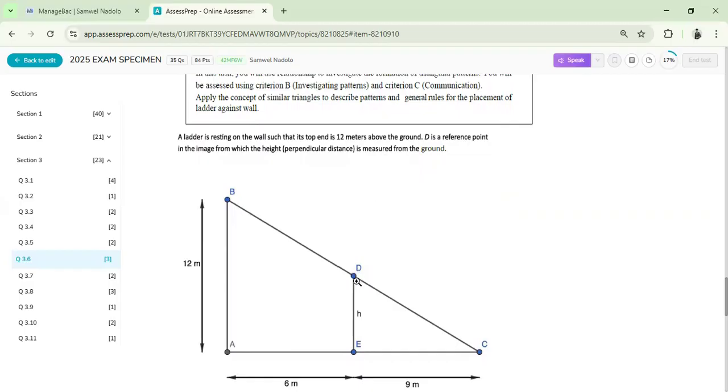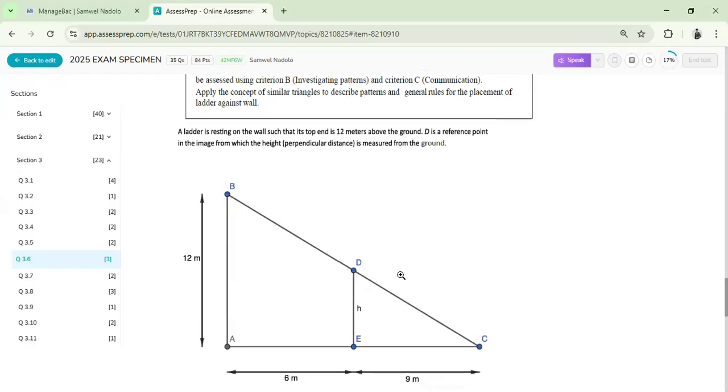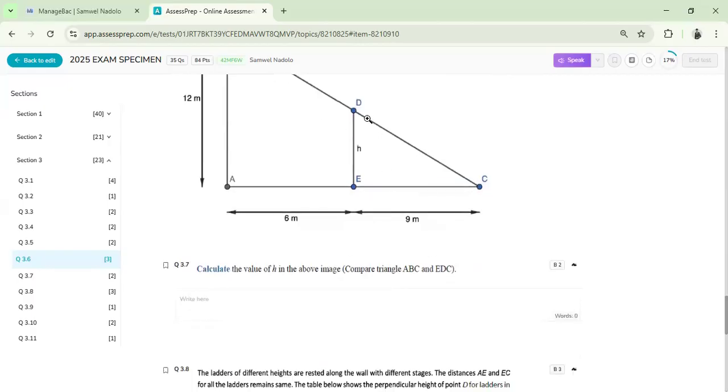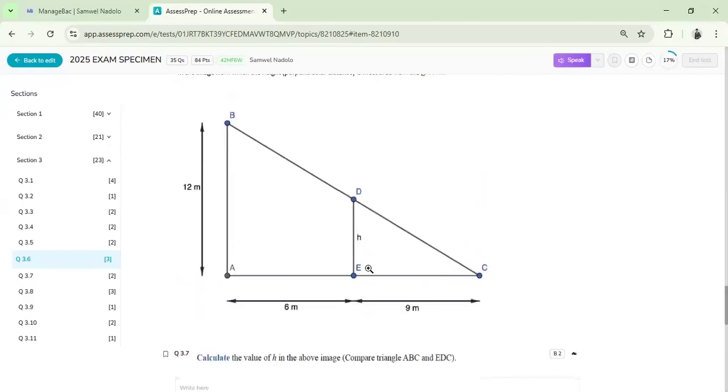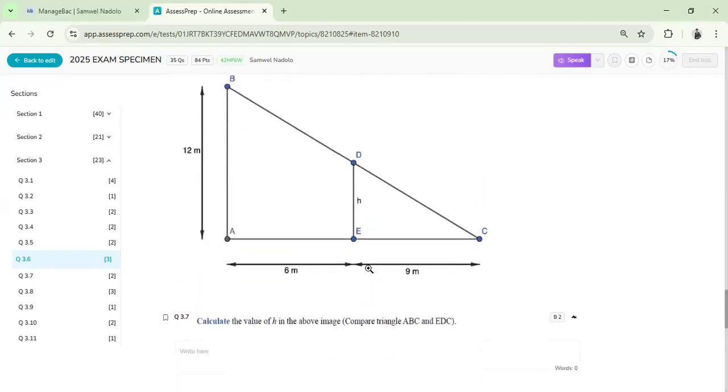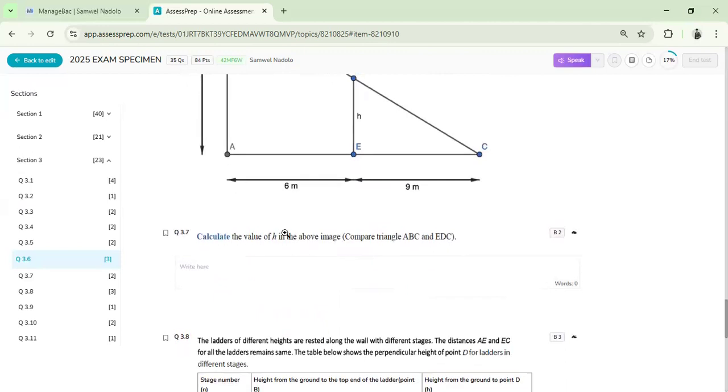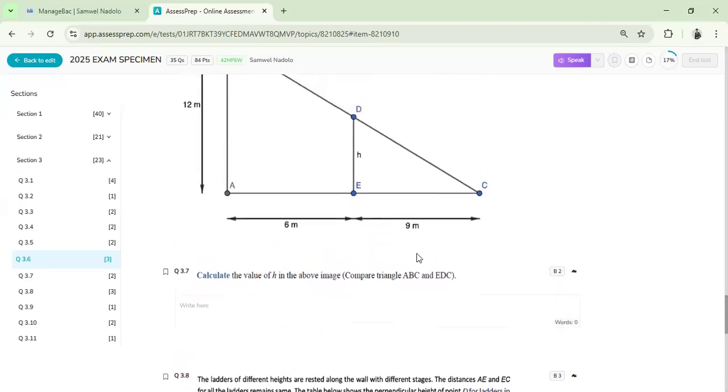So D is a reference point in the image from which the perpendicular height is measured from the ground. So this is a reference point. Maybe this is a very large tall ladder and you can't measure, so you have to have a reference point. They have said these are perpendicular to the ground, so this automatically makes a right angle triangle. Calculate the value of h in the above image.